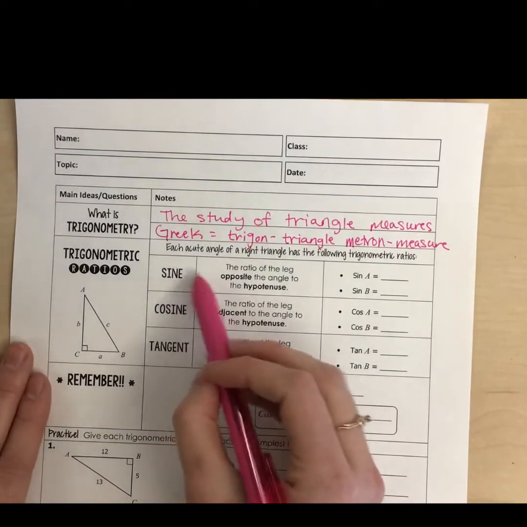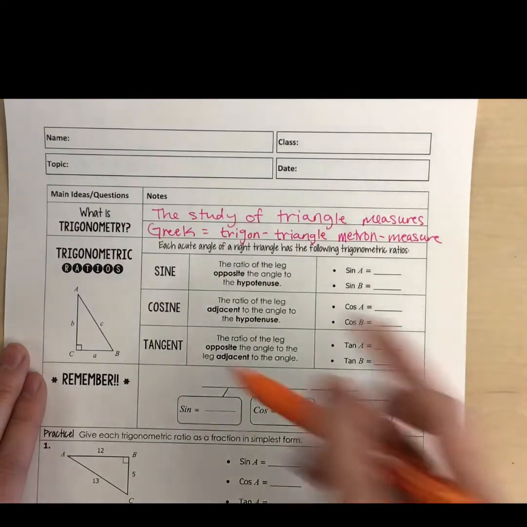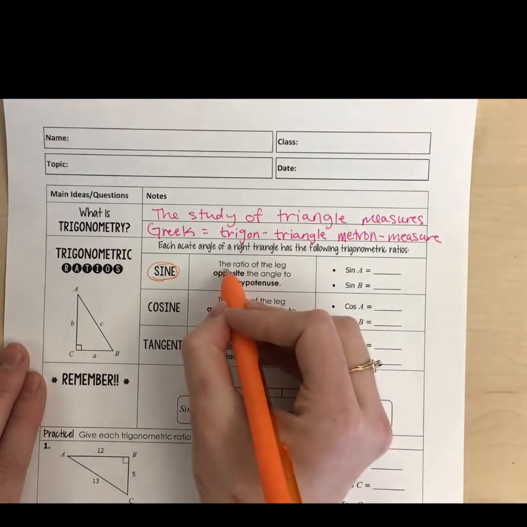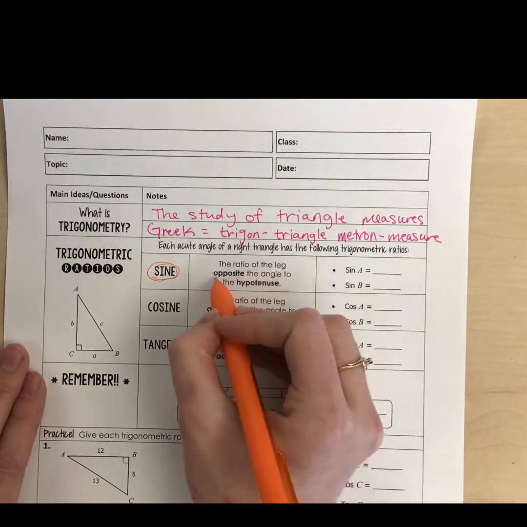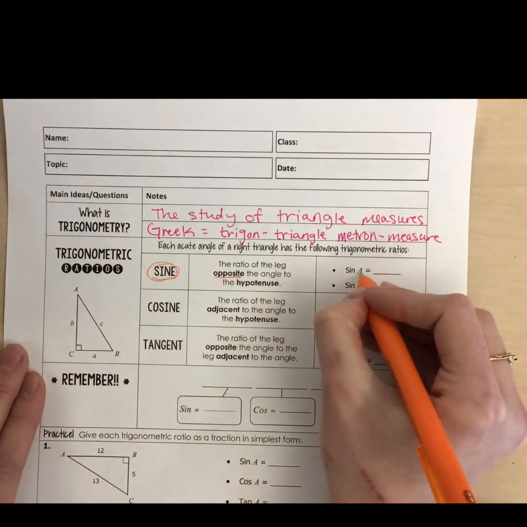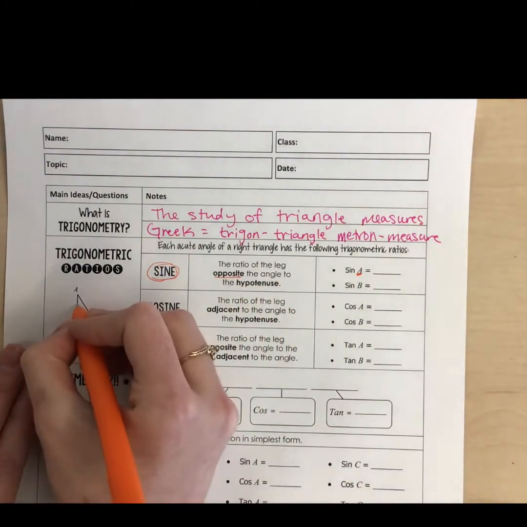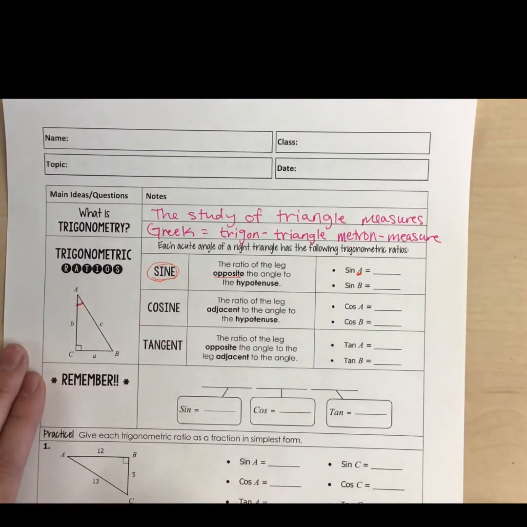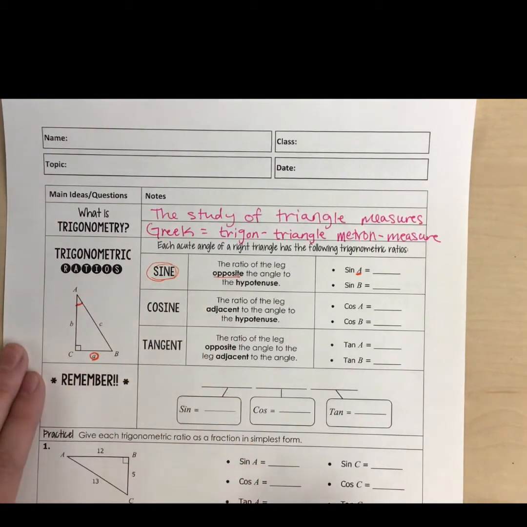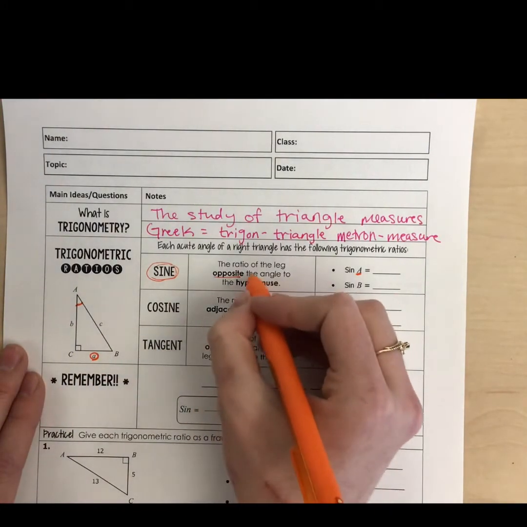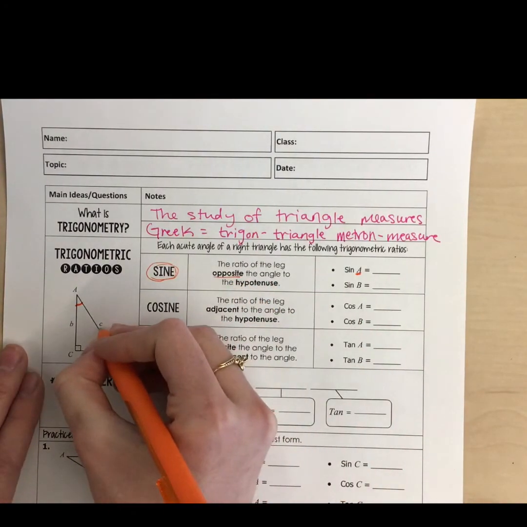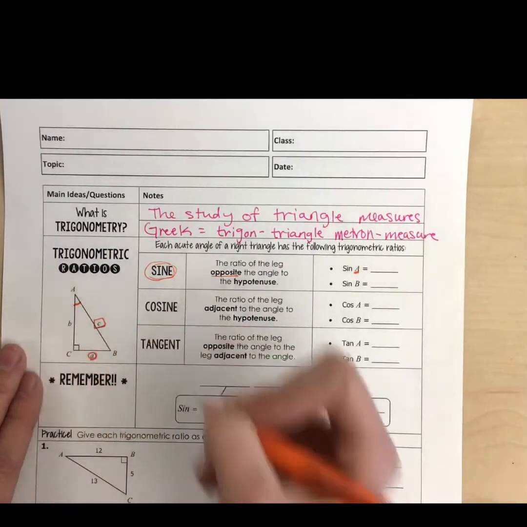So first, let's talk about sine, and I am going to use orange whenever I talk about sine. So we have the ratio of the leg opposite the angle to the hypotenuse. So if we're talking about angle A is right here, opposite of angle A is going to be this little a right here. And it's the ratio of that opposite leg to the hypotenuse. And the hypotenuse is the longest leg. In this case, it's c.